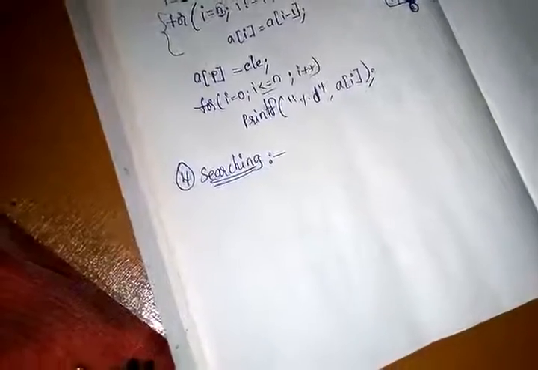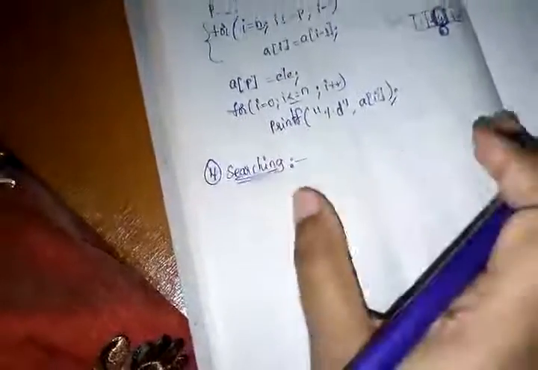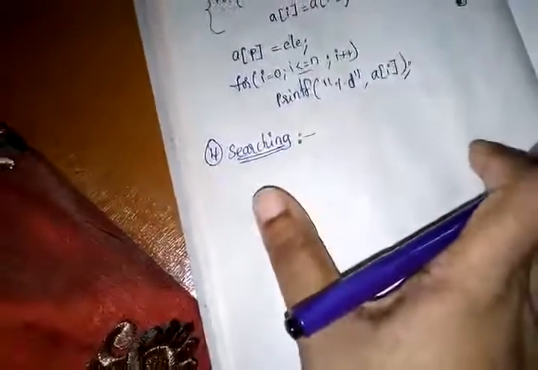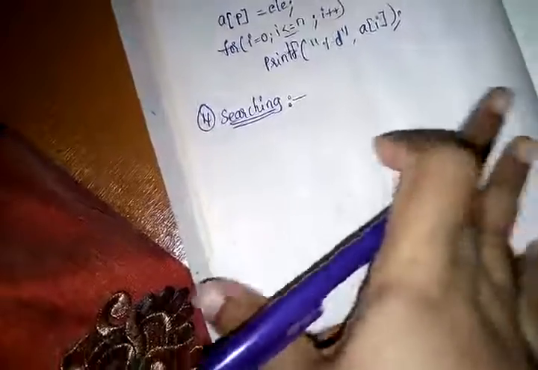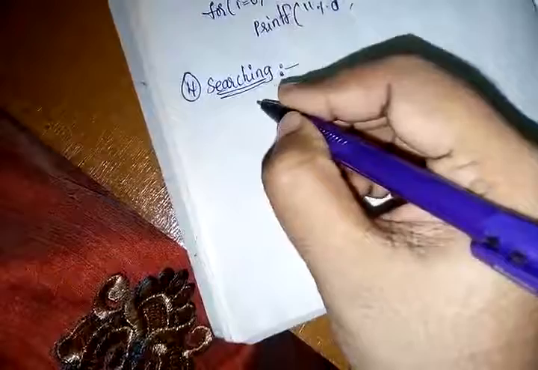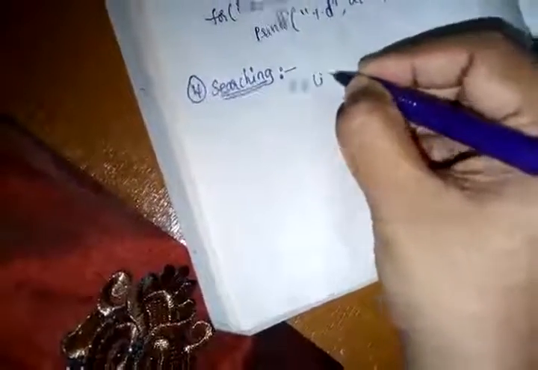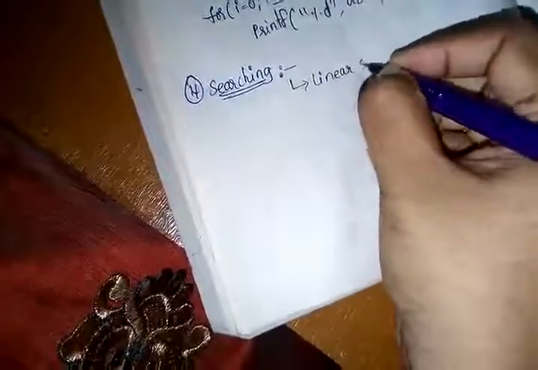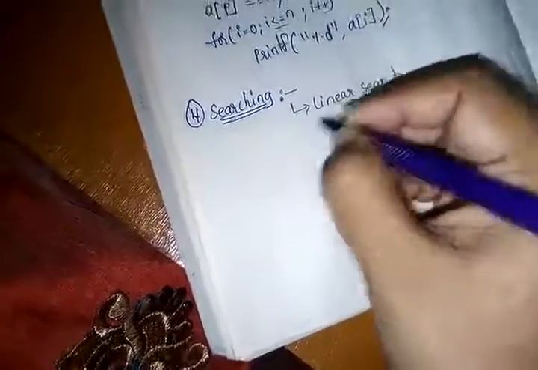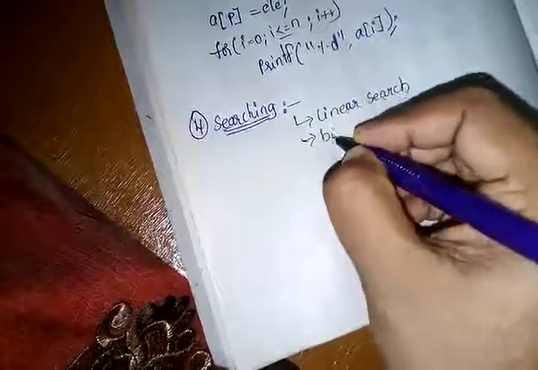So the next operation we have on arrays is searching. Searching in the sense, when you have a set of elements with us and we want to find out whether a particular element is present in an array or not, then we'll go for searching that element in an array. So in order to search an element in an array, we have two methods. One is linear search and the other is binary search.